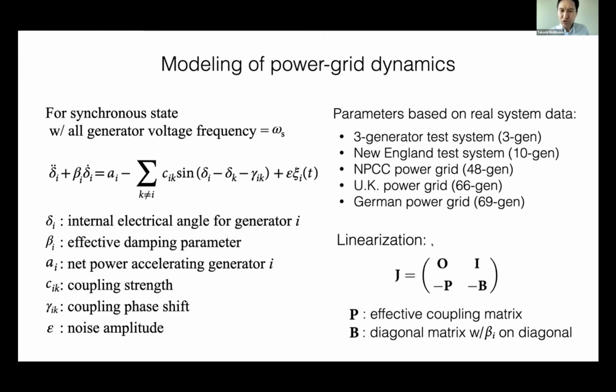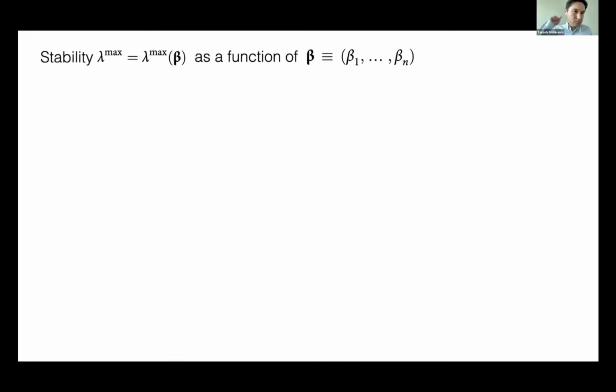Just to introduce notation here, the linearization of this model leads to a Jacobian matrix of this form, where matrix P is the effective coupling between the generators, which depends on the state, as I mentioned earlier. And B is the diagonal matrix with beta sub I on the diagonal. So this is where the tunable parameter is. And then we look at the same lambda max as a function of beta.